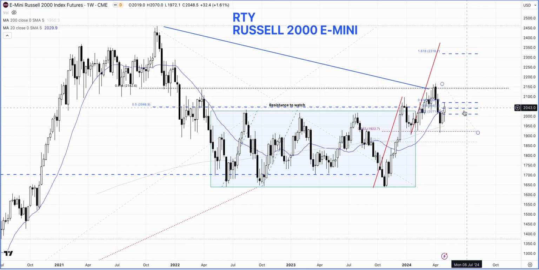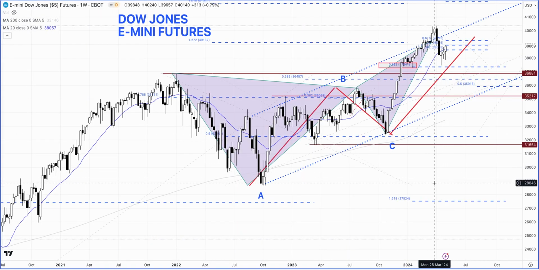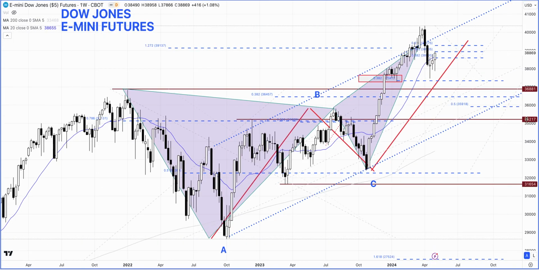Now look at this one. Market so far rejecting lower price, so that's interesting. Right at the 61.8% retracement, we have a possible ABCD which could be much higher, but we'll have to wait and see. Last but not least, let's take a look at the Dow Jones futures.